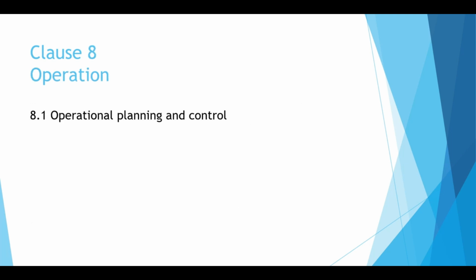Clause 8 is about putting into effect the planning that was done in Clause 6 by actually establishing your EMS processes and controlling how they operate. This includes having to control outsourced processes and controlling things like transport, delivery, and disposal, where these might have environmental aspects.